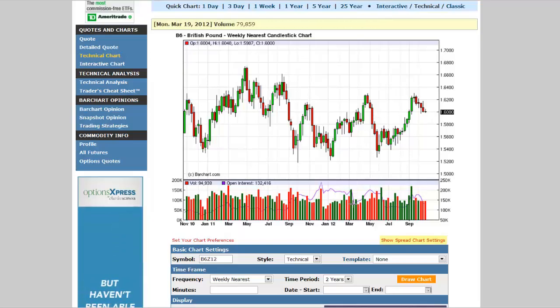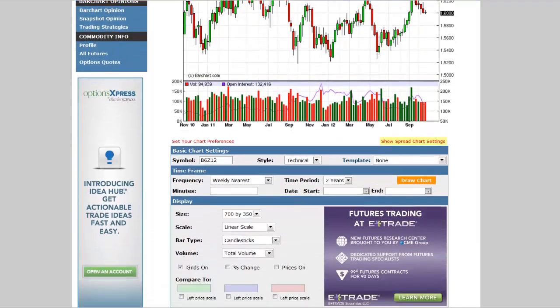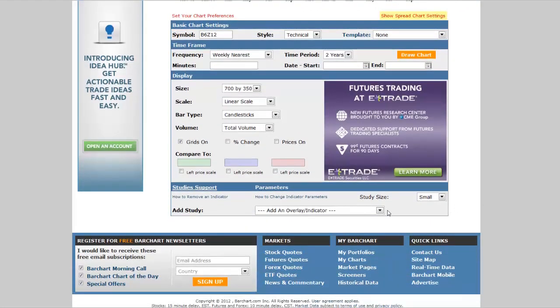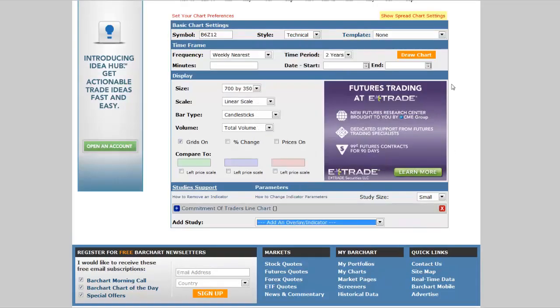Okay, so now if we see the open interest increase like this, we would expect to see what in the net traders position chart? We want to see an increase of net short selling or a net short position or a rapid reduction in their net long position. That would confirm this, as commercials themselves doing what? Expecting lower prices. So we go down here to this add study tab, click on that, go to commercial commitment of traders line chart, add that, then draw.